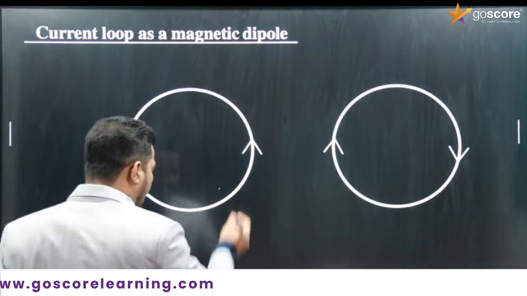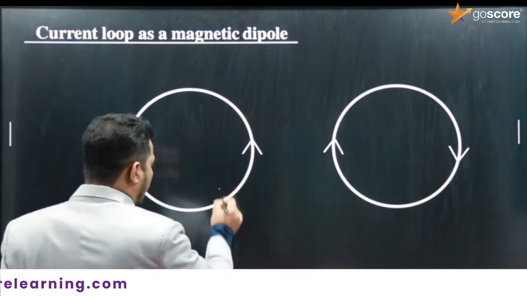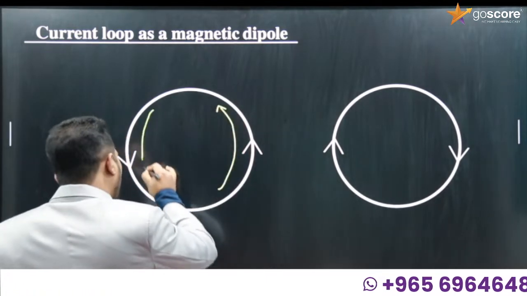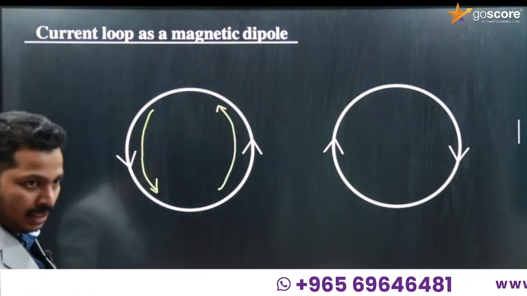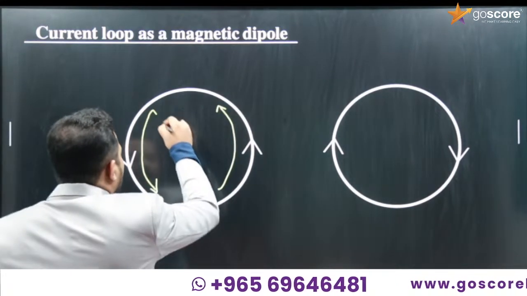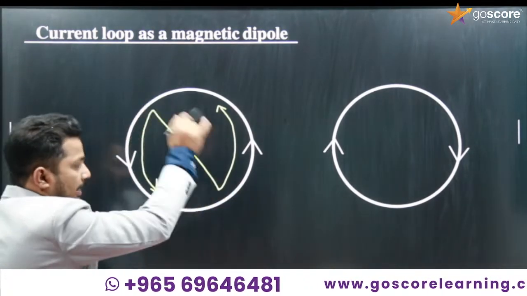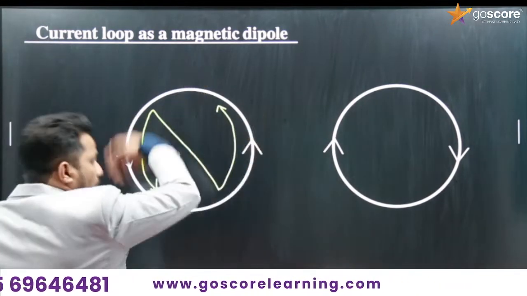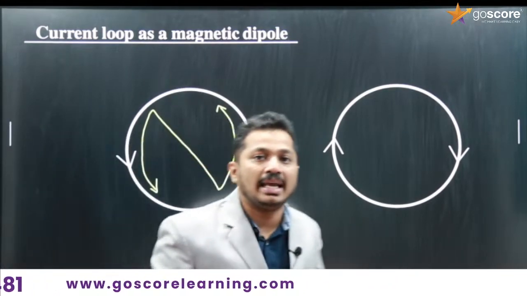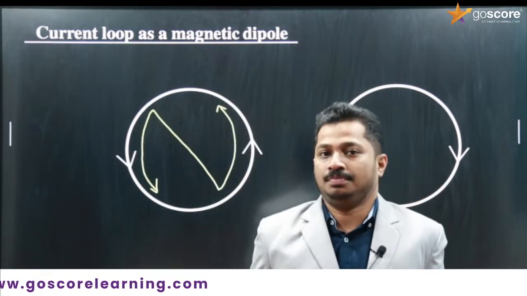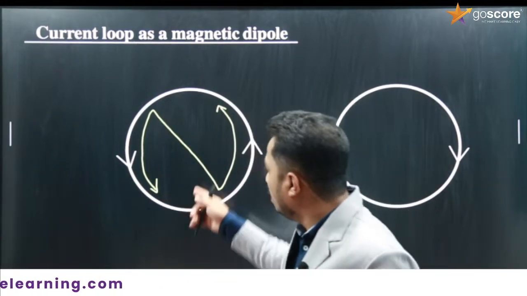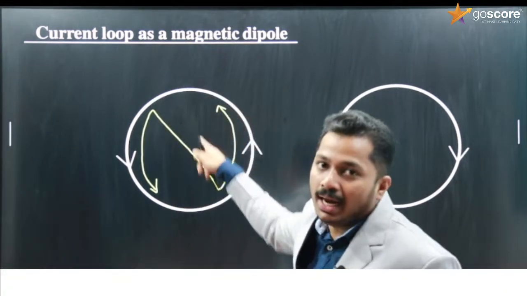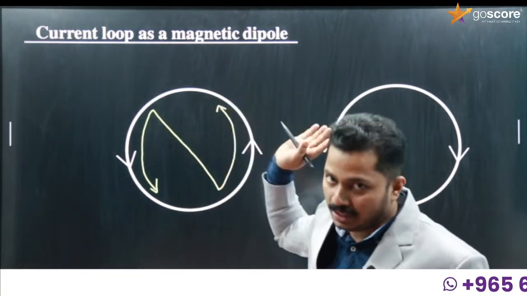So a current carrying loop carrying current in the anti-clockwise direction will produce a magnetic north pole. So this is N, right? A current loop with current in the anti-clockwise direction behaves like a magnetic north pole. This is a trick to remember: for anti-clockwise, write an N in the middle, and it will look like it is in the anti-clockwise direction.